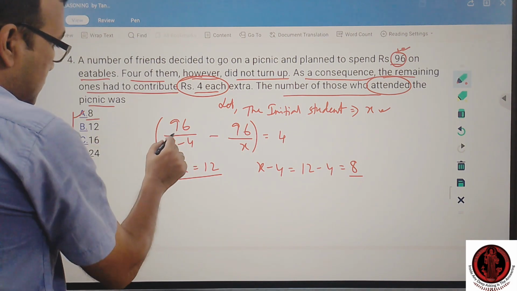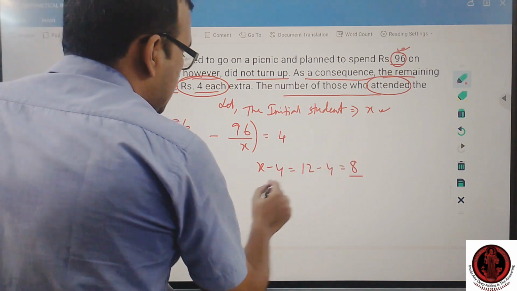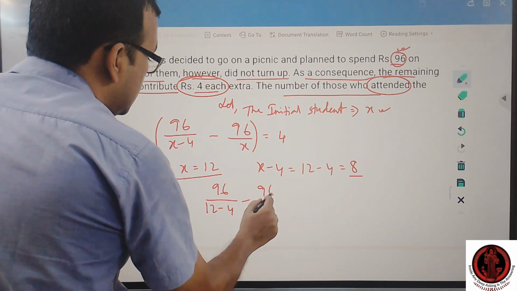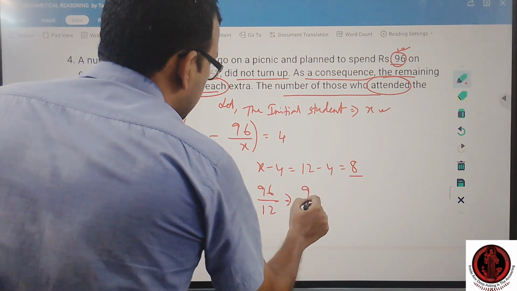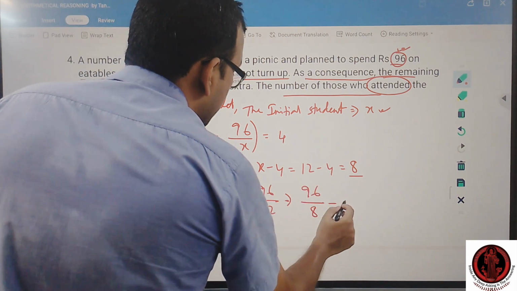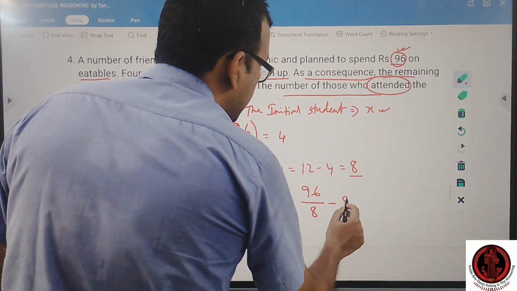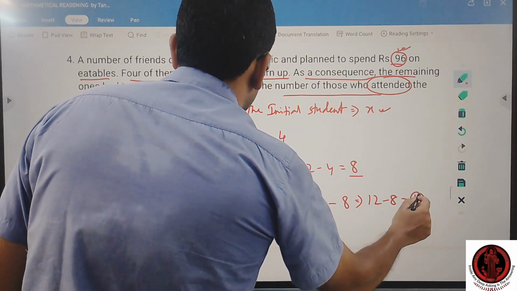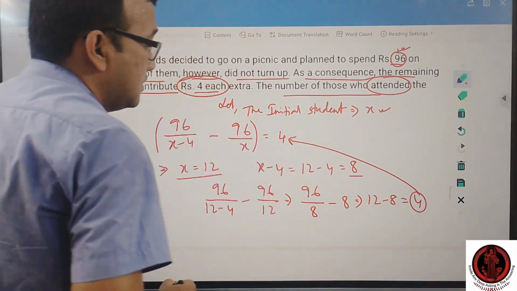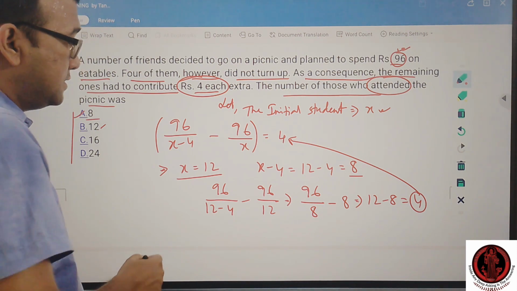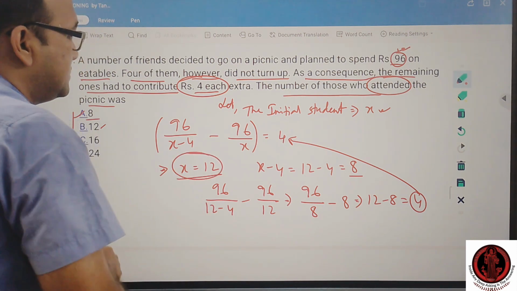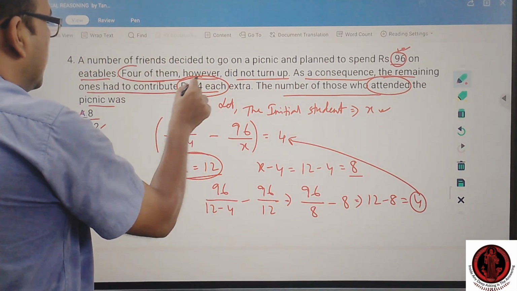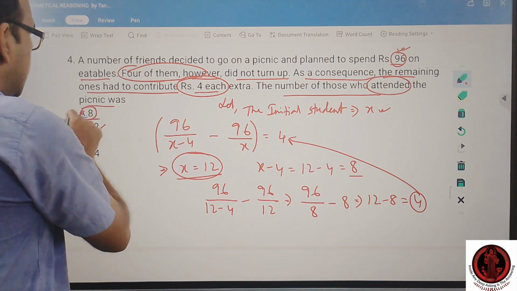Suppose x is 12, so 96 by 12 minus 4 minus 96 by 12. So 96 by 12 minus 4 is 96 by 8, which is 12, and 96 by 12 is 8. This is 12 minus 8, that is 4. That is basically the right hand side. So x is how much? 12. As x is 12, the number of those who attended is 4 less than 12. So the answer is 8.